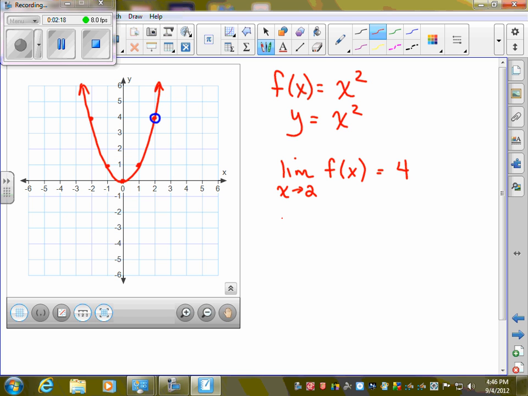We can also talk about what's the limit, let's say, as x approaches negative 1 for f of x. So if I were to pick a number close to negative 1, let's say negative 0.9, we look up here, our y values are close to 1. Pick a number, let's say on the other side of negative 1, like negative 1.1, we go up and our y values are close to 1. So we would then say that the limit as x approaches negative 1 for f of x would equal 1.